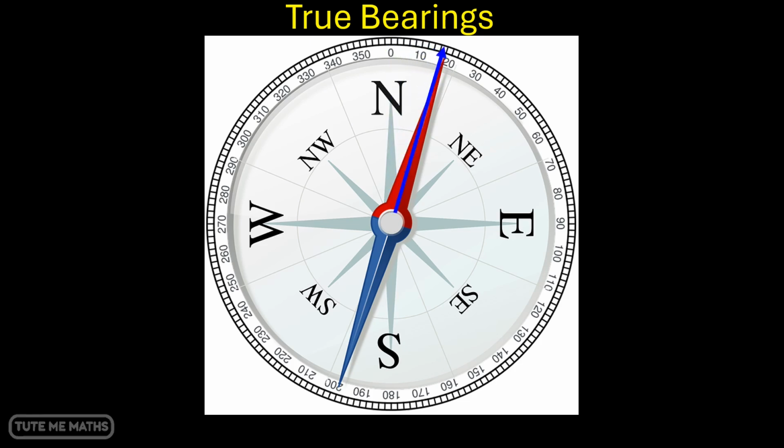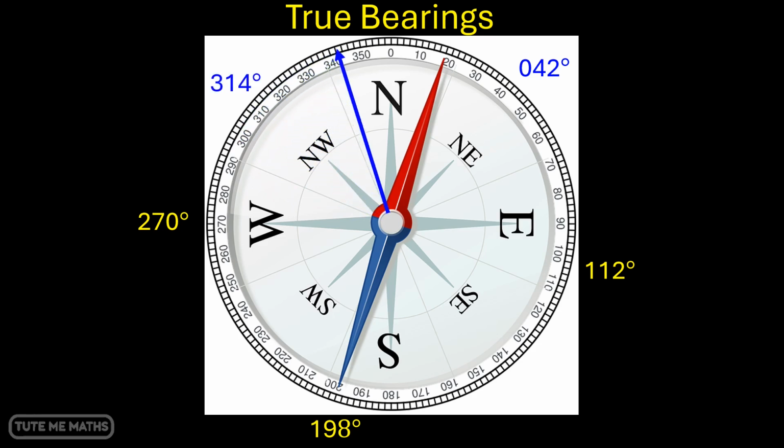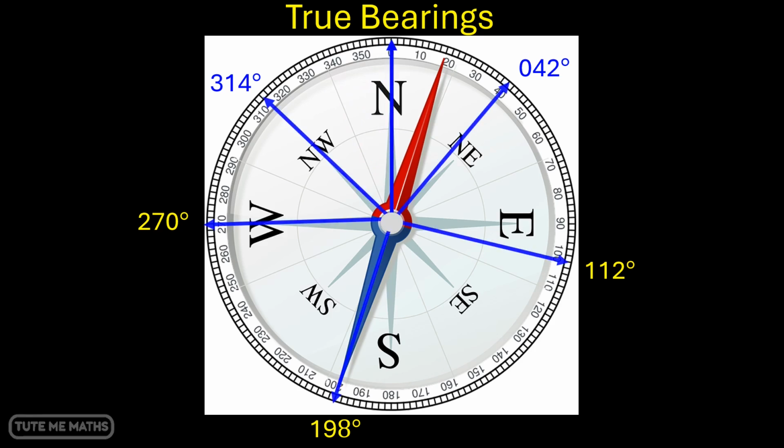042 degrees means we have turned 42 degrees from north, always clockwise. Now we are at a bearing of 112 degrees. Then here, 198 degrees. At due west, the true bearing is 270 degrees. Next, we are facing a bearing of 314 degrees, and finally, when we reach a full turn of 360 degrees, we are back at the start, which we usually call 000, but can also be known as 360 degrees.